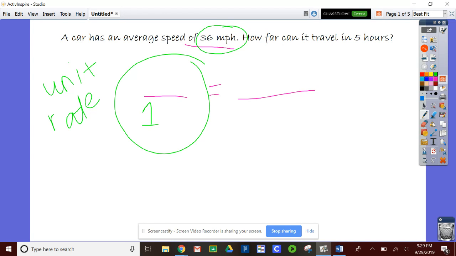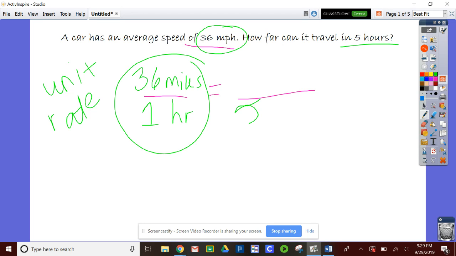So 36 mph means 36 miles per, and we know that per means 1, so 36 miles in 1 hour. So that is what that means in fraction form, 36 miles in 1 hour. So then we can move on. How far can it travel in 5 hours? So I'm going to put 5 at the bottom so hours can stay with hours.